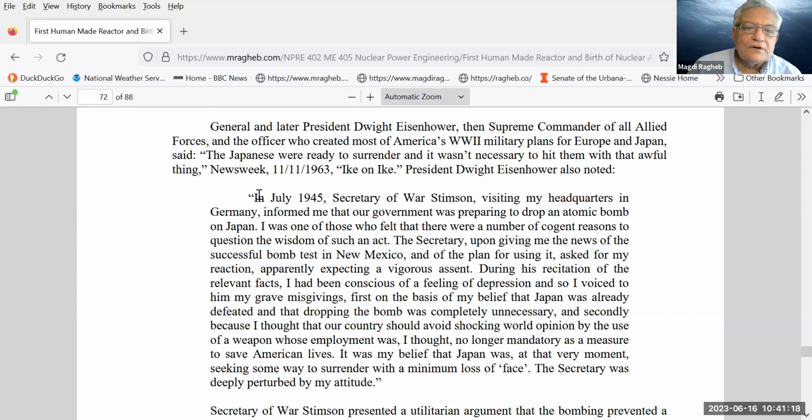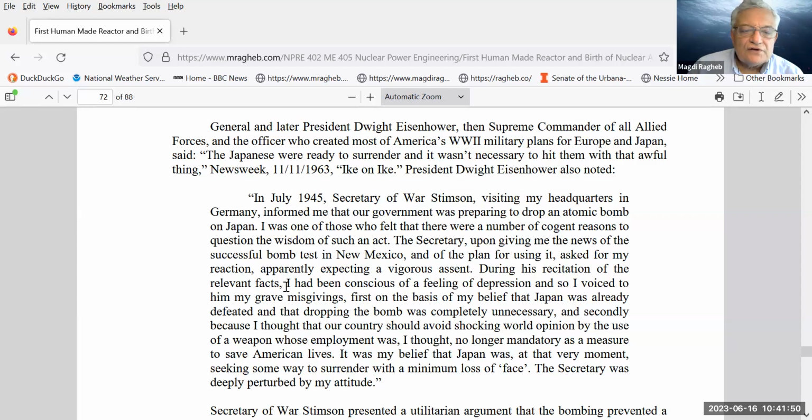He is noted to have said, in July 1945, Secretary of War Stimson, visiting my headquarters in Germany, informed me that our government was preparing to drop an atomic bomb on Japan. I was one of those who felt that there were a number of cogent reasons to question the wisdom of such an act. The secretary, upon giving me the news of the successful bomb tests in New Mexico, the Trinity test, and of the plan for using it, asked for my reaction, apparently expecting a vigorous assent.